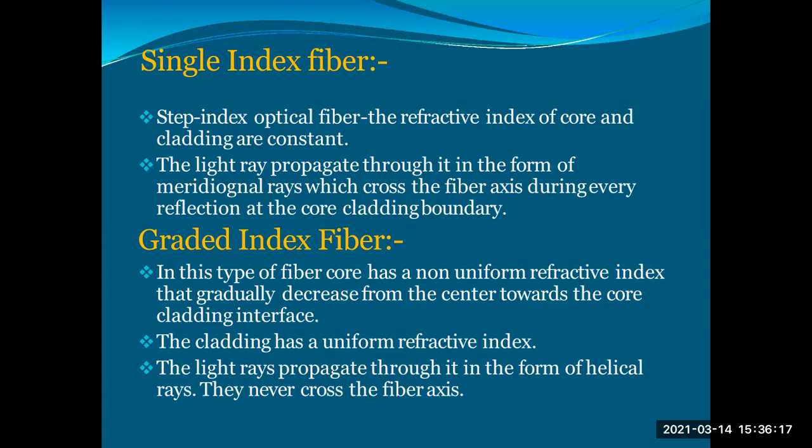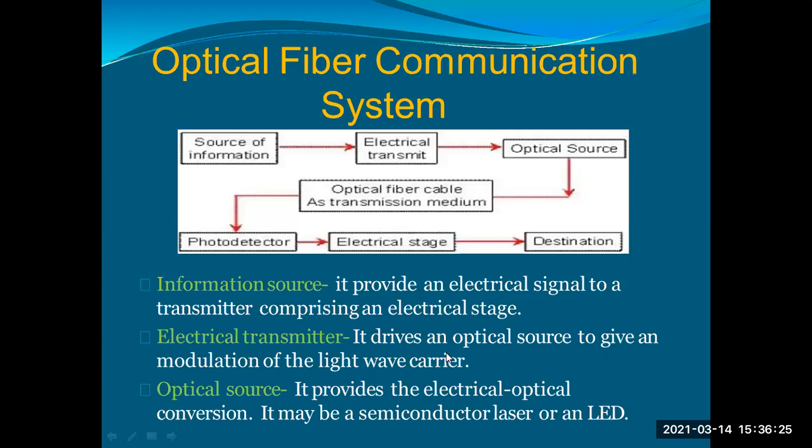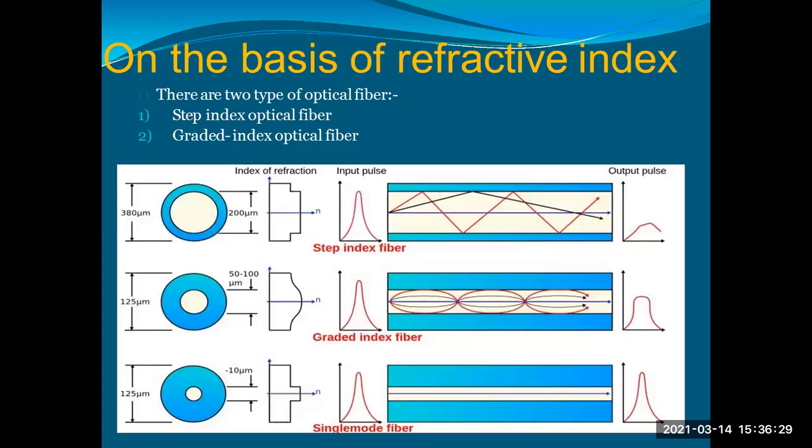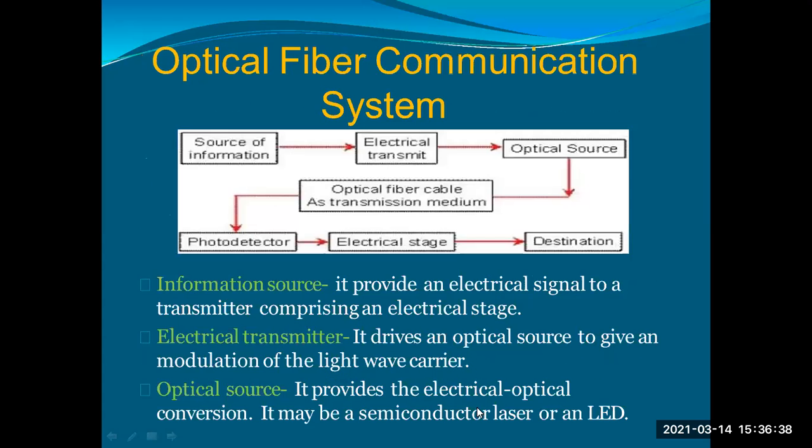The shape of that particular ray of light is called a helical ray, and it will never cross the fiber axis. What is a fiber axis exactly? You can see this again. This is the center, and we call this the fiber axis. It is passing through the center. Here also, the line passing through the center is called the fiber axis.